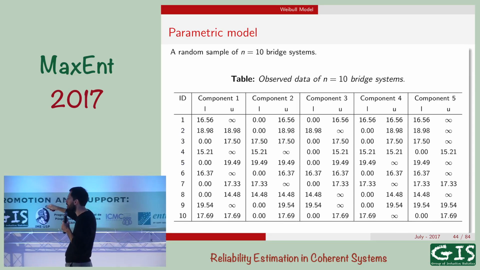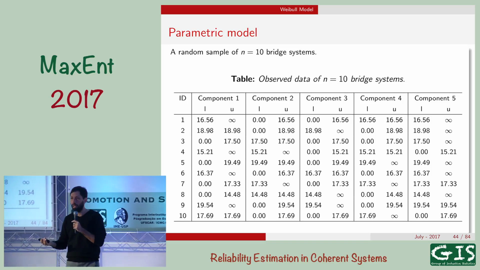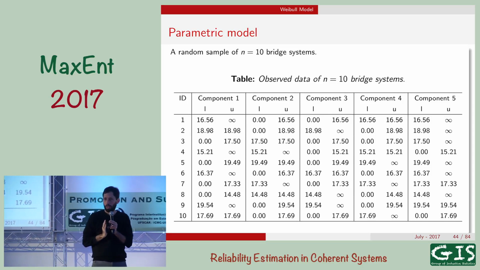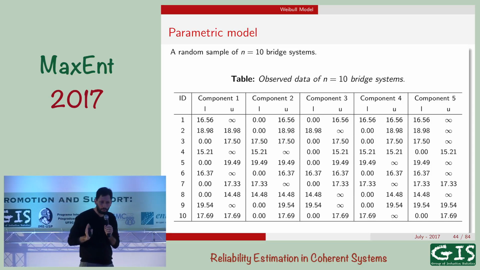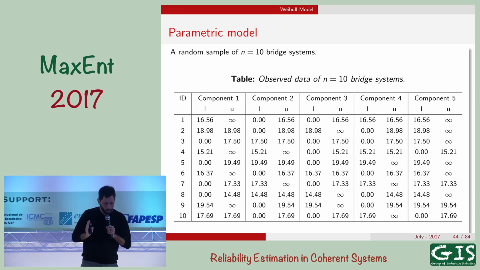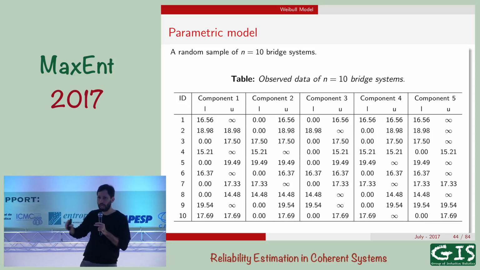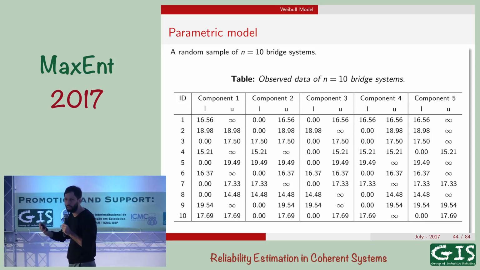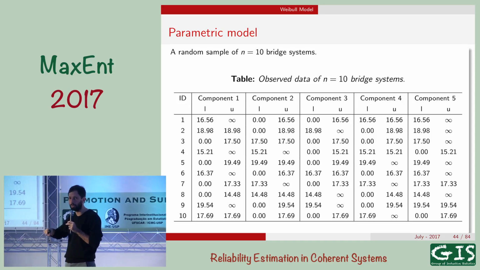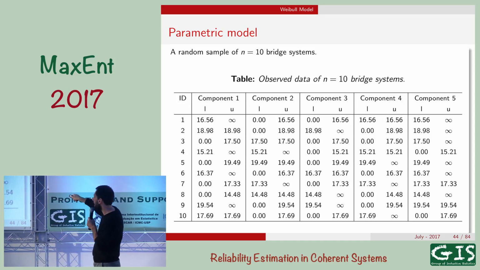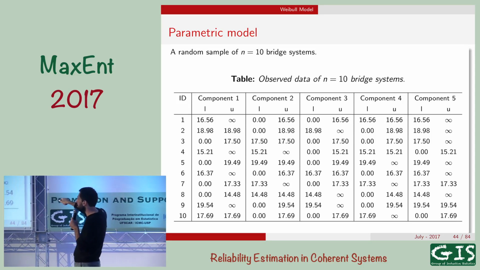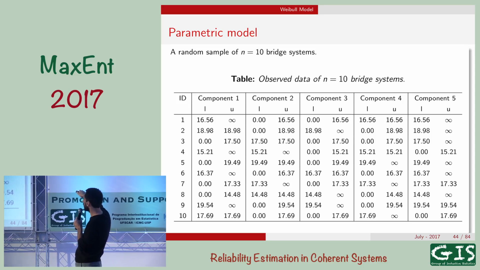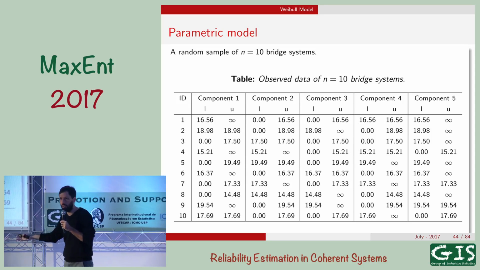Here we have an example of 10 values for the bridge system. For a non-parametric approach, we needed to look into the whole system, we needed all the structures of that system, all the information about everything there, and independence of the components. Here, when we write the data in this way, for example, for system 1, component 4 was responsible for the failure of the system.